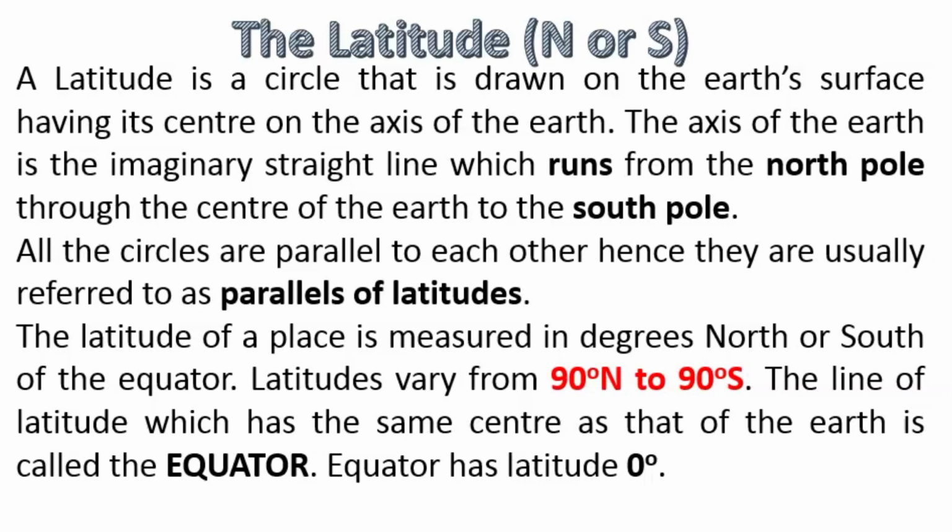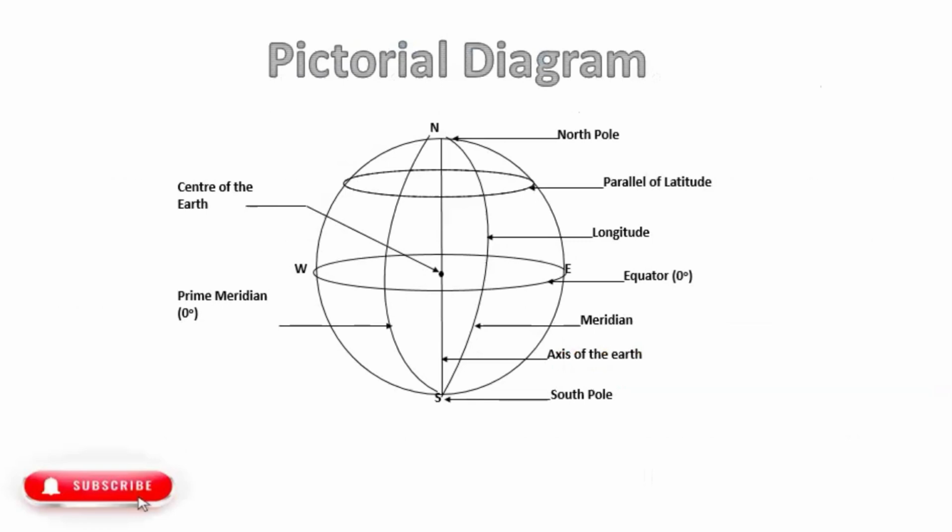Now the line of latitude which has the same center as that of the Earth is called the equator, and the equator has a latitude of 0 degrees. All right, so this is a pictorial diagram of the Earth.